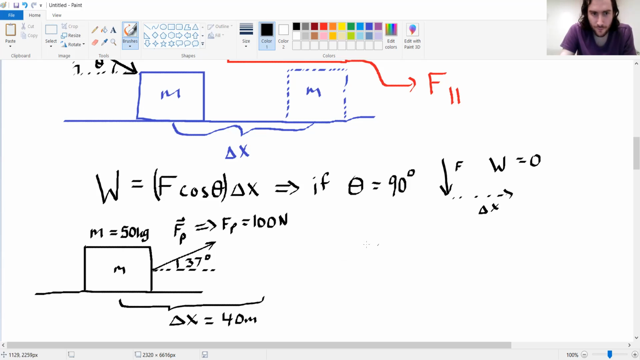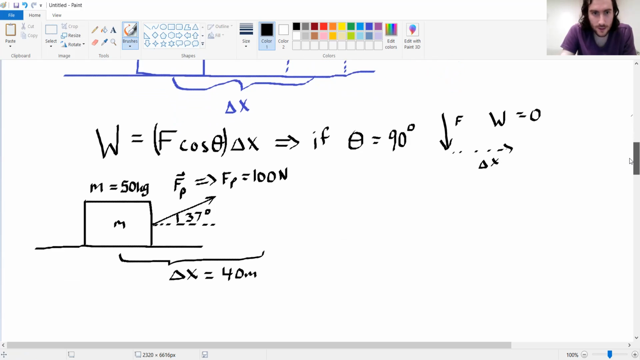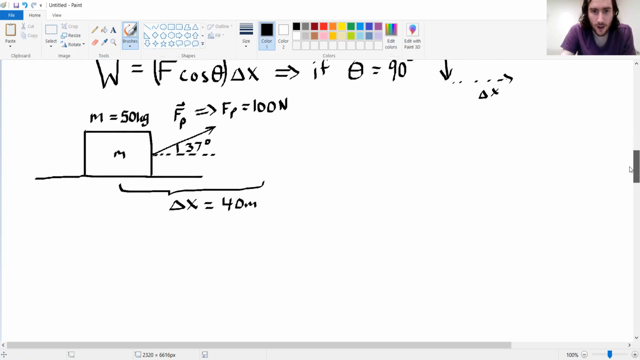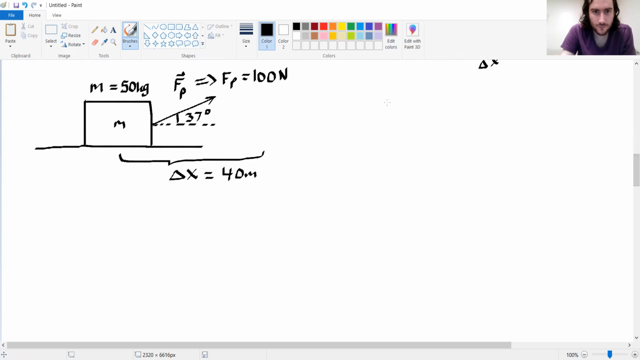In addition to the force that is pulling on this box, we're also interested in a friction force acting on the box, which is only 50 newtons. So we have a friction force, and the magnitude of that friction force is 50 newtons.